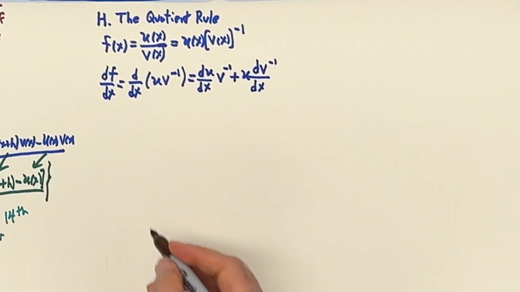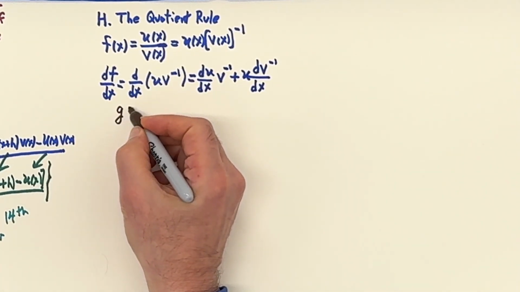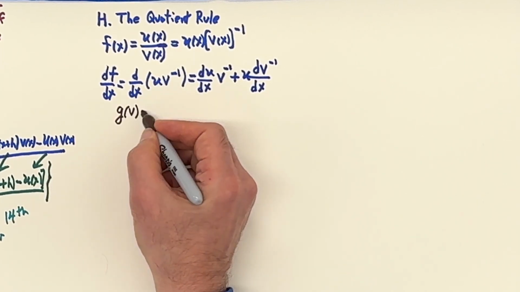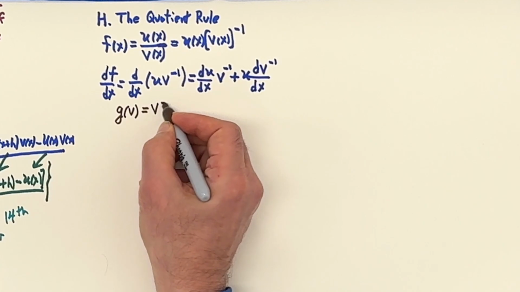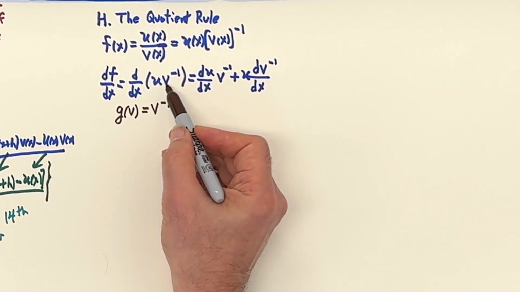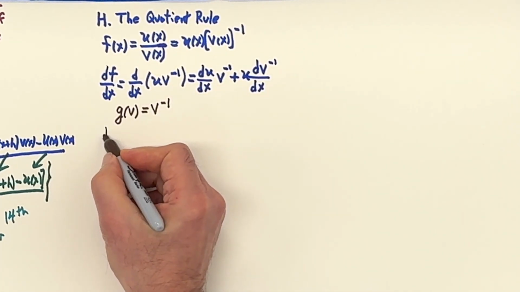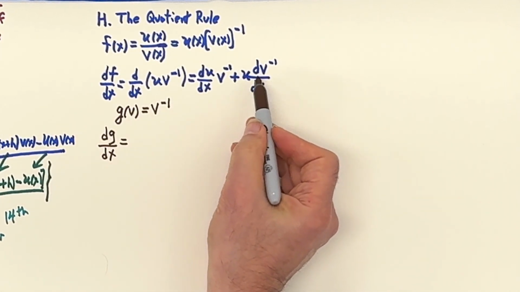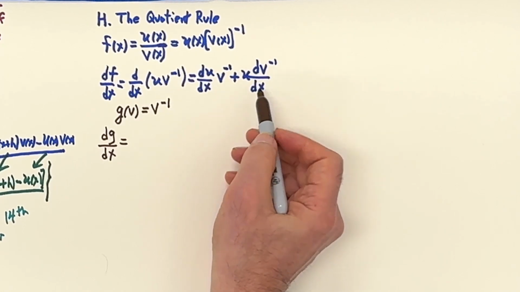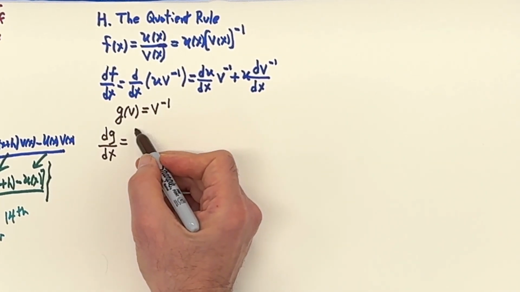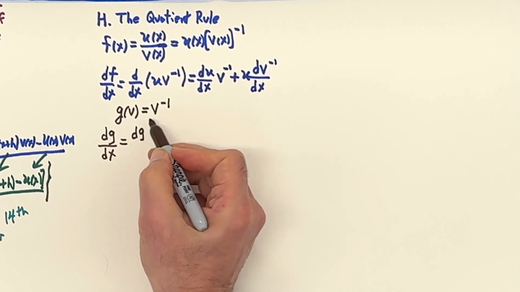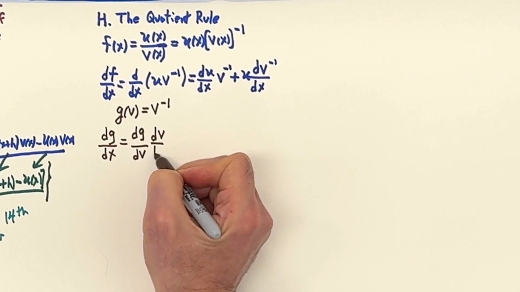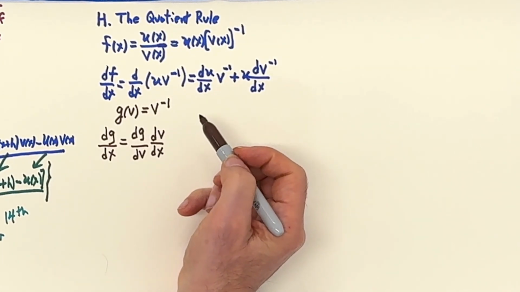What I'm going to do is consider g of v, a function of v, which is simply v to the minus 1. Then, to get dg dx, the derivative of v to the minus 1 with respect to x, I would use the chain rule. I would take the derivative of g first with respect to v, and then the derivative of v with respect to x. That's our chain rule.